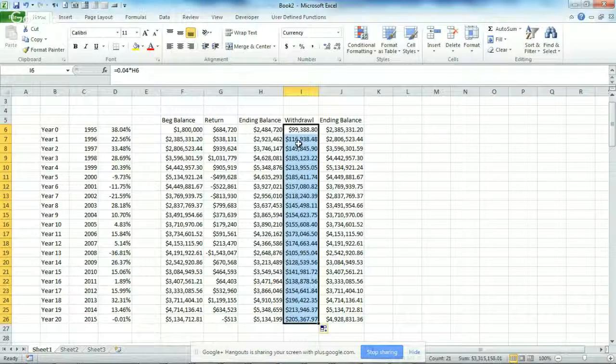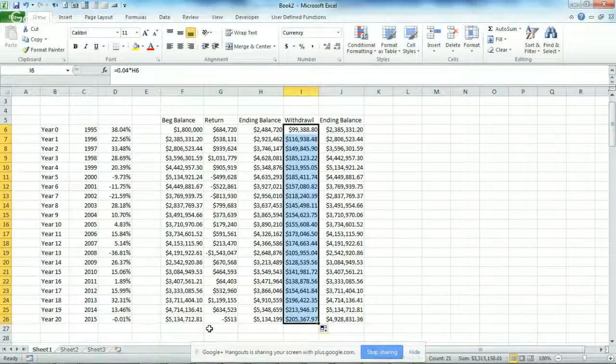But when you look at this particular scenario, you notice that the very first year you can only withdraw $99,000, and what if you need $120,000 to live? One of the things is you can certainly reduce your expenses, but if you do need $120,000 to live, then that 4% is not going to be enough.